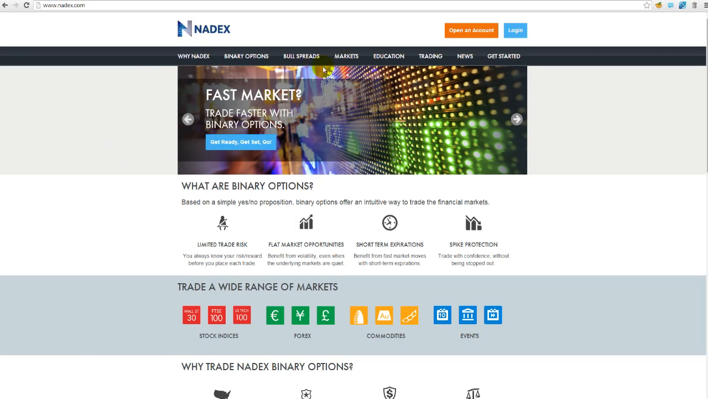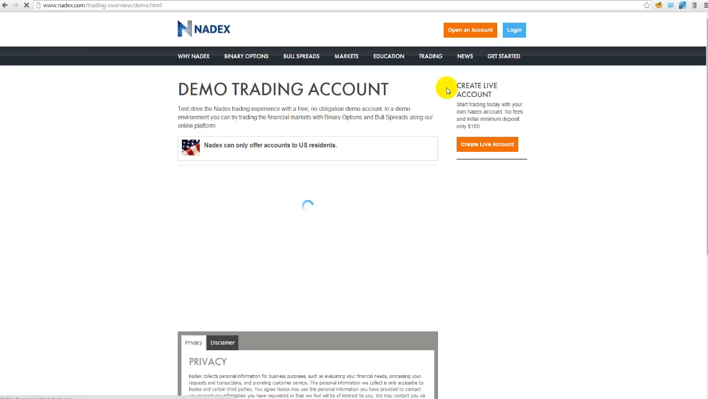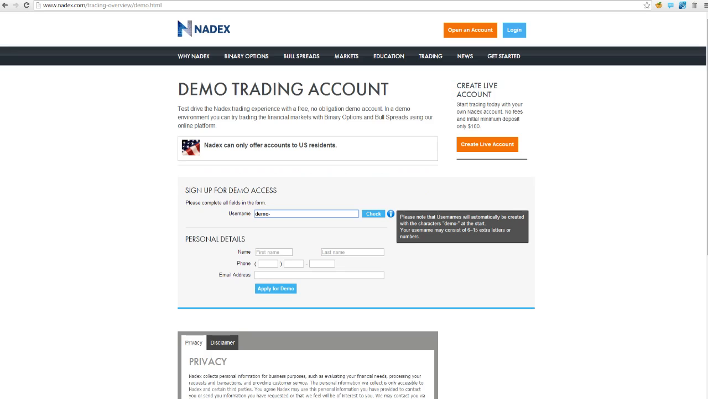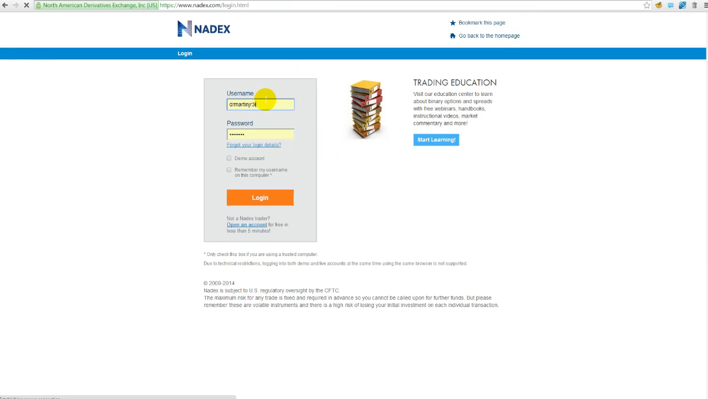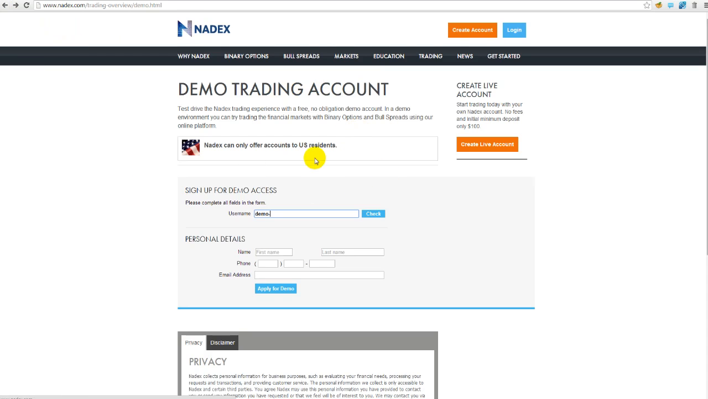To get a demo account, go to Trading, and then go to Demo Trading Account right there. Fill in your username, your first name, your last name, phone, and email address. Click Apply for Demo. You'll get an email right away, and you'll be able to click Log In and log in with your account. The demo is good for a couple of weeks, but you can get it extended for a year at a time.